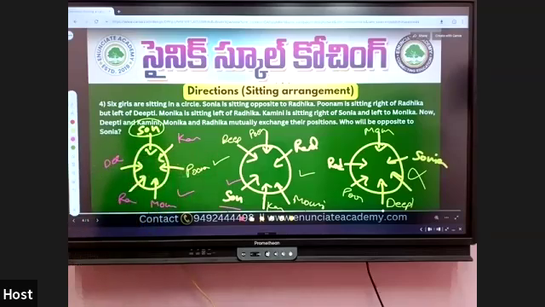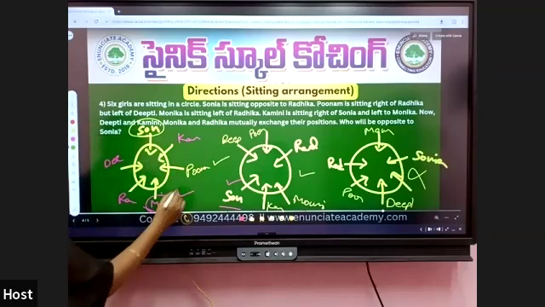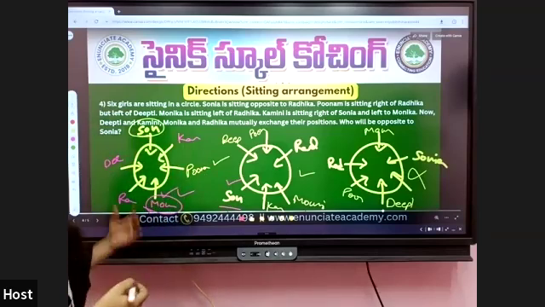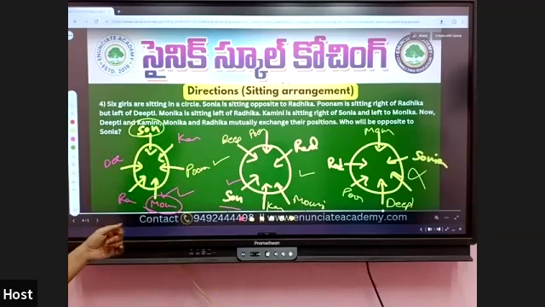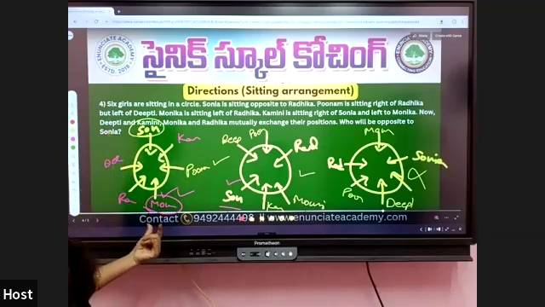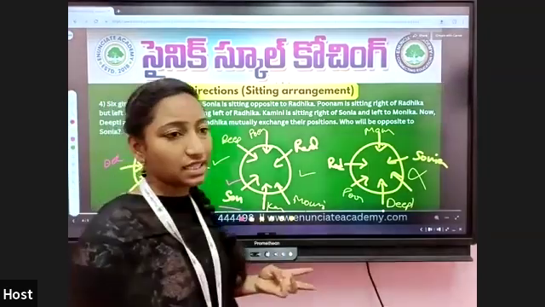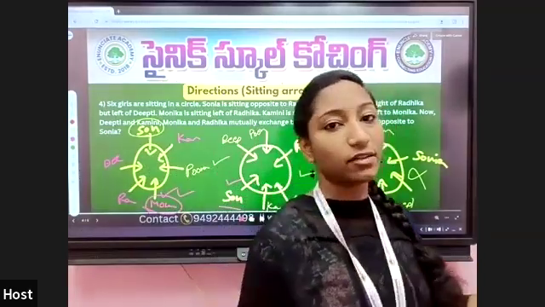Okay. So who will be opposite to Sonia? Who will be opposite to Sonia? Maunika. So Maunika is the answer. So this is after exchanging the positions. So who is opposite to Sonia? Opposite to Sonia is Maunika. So the answer is Maunika. So like this we should solve circle or square problems or rectangle also.